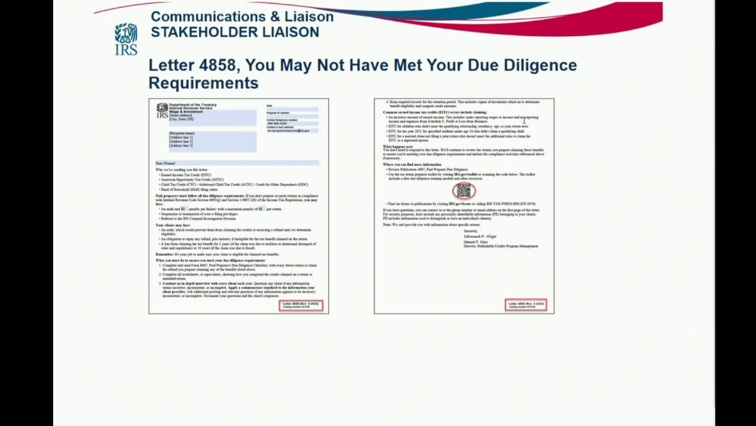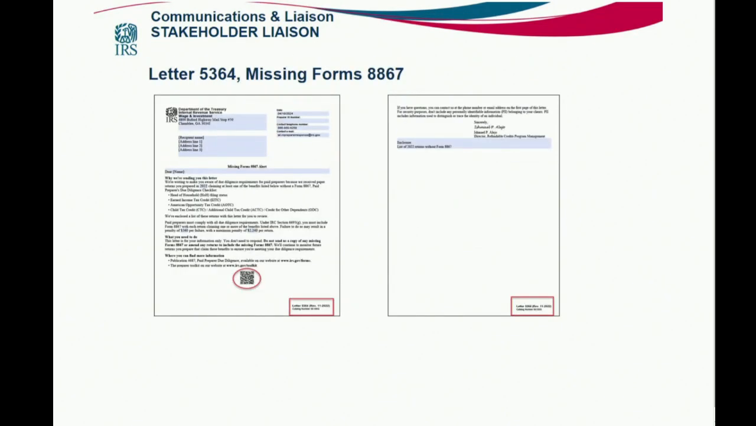Just like other letters, you guessed it, this one also includes a QR code to direct the tax preparers to the Tax Preparer Toolkit on EITC Central for additional resources. Next up, we have the 5364. This one is missing Form 8867.